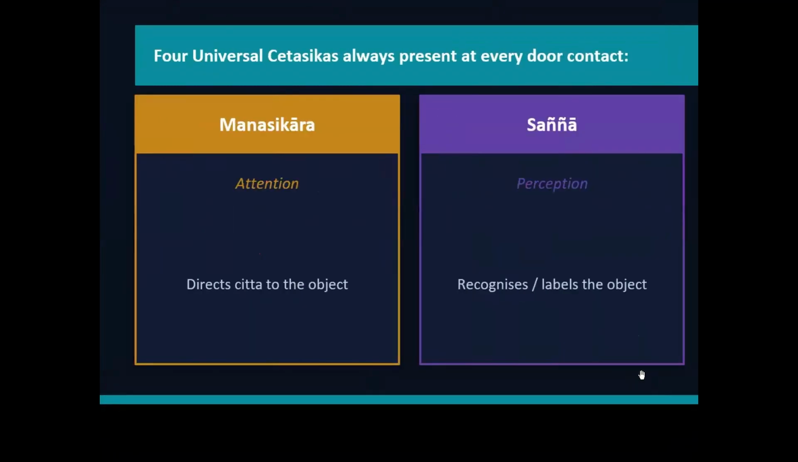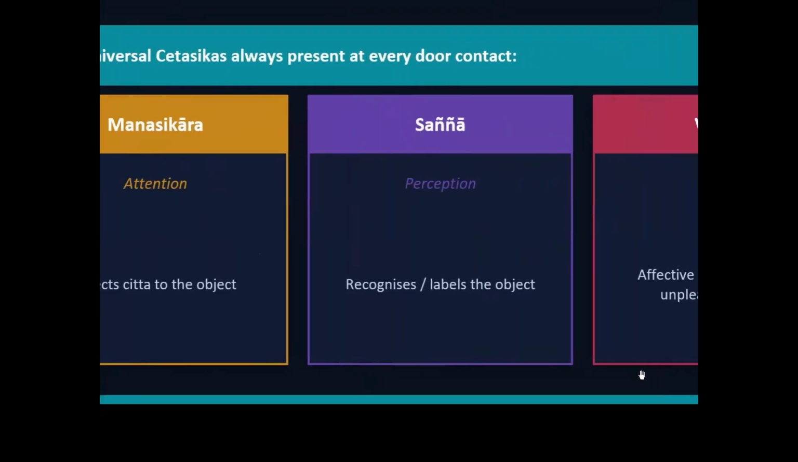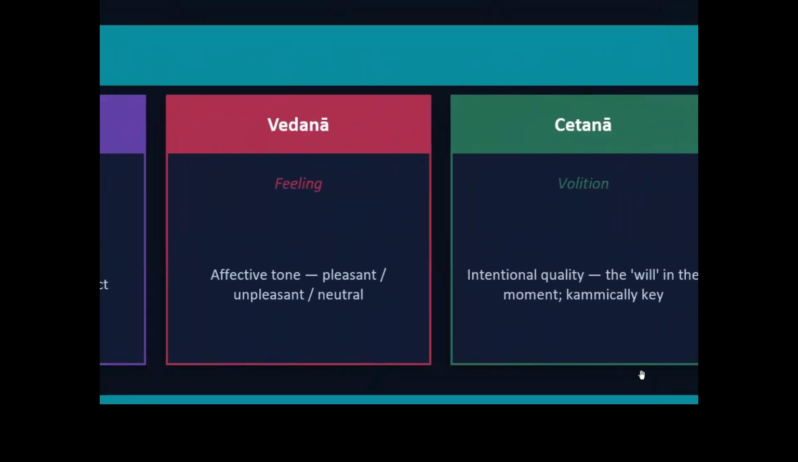Okay, so remember, four: Manasikara, Sanna, Vedana, and Chetana.